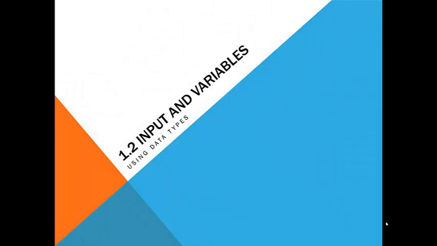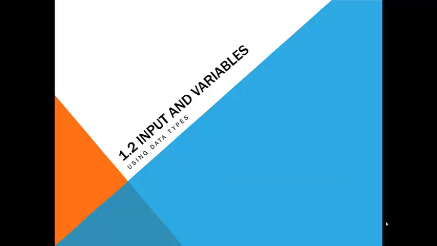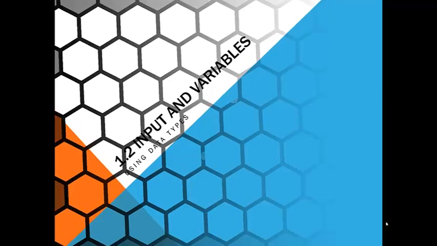This is CS 124, Lesson 1.2, Input and Variables. Up to this point, you should already know how to write a simple program and how to display text and numbers to the screen. Today we're going over basic data types and which data types to use in what situation. You'll also learn how to declare a variable and how to accept and store user input from the keyboard.